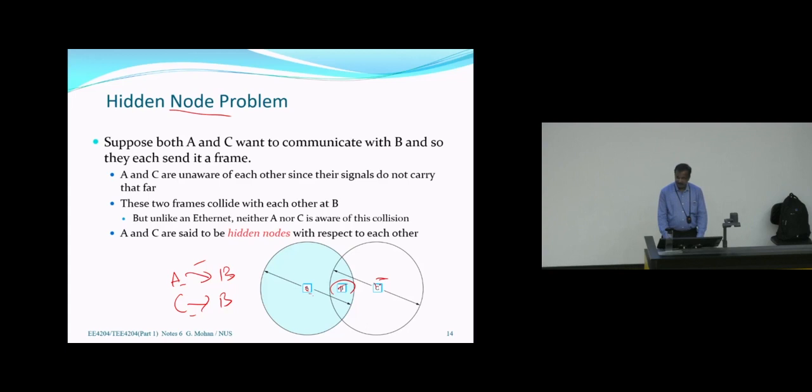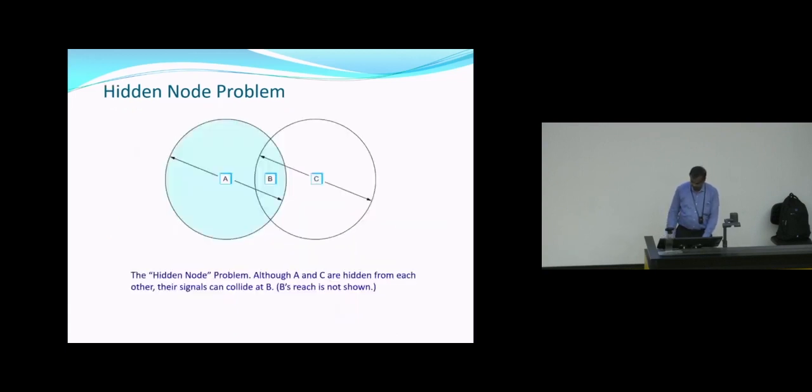If it is Ethernet, we cannot say that A and C are hidden, because they are all connected by a wired link, so they can communicate. The signals will reach. Whatever A sends will reach C, and C's signals will reach A in Ethernet, but here it cannot. So what is this problem? Although A and C are hidden from each other, their signals can collide at B. A and C think they can transmit, but somewhere their signals are colliding.